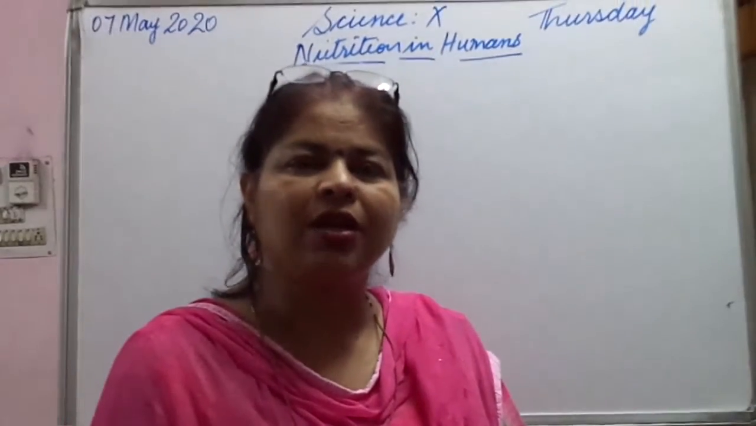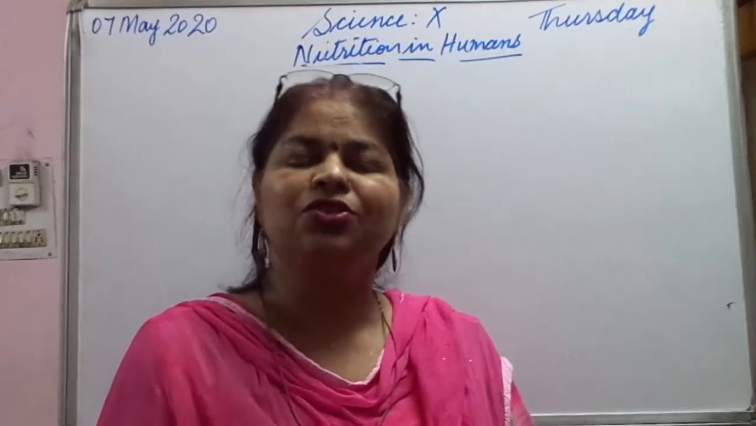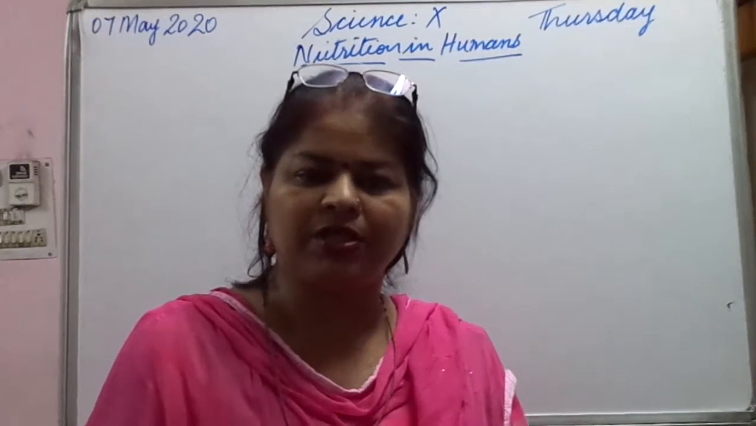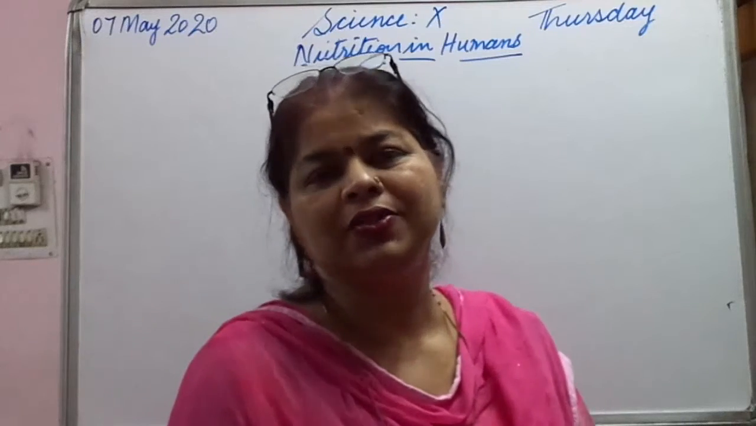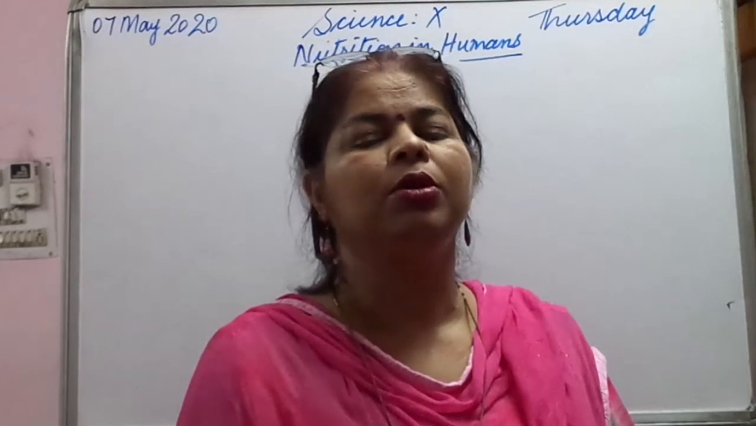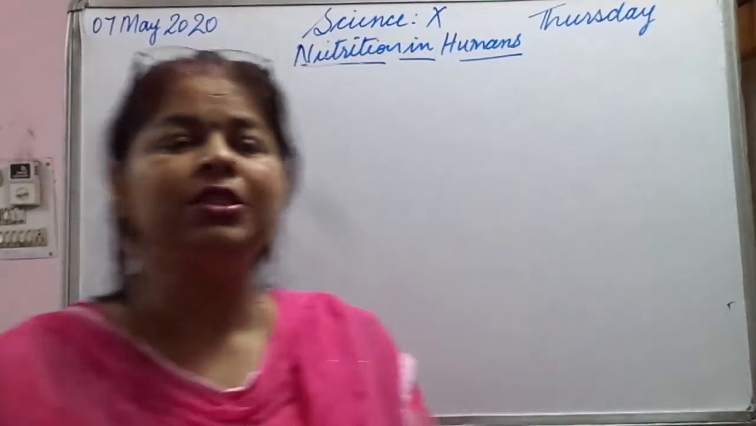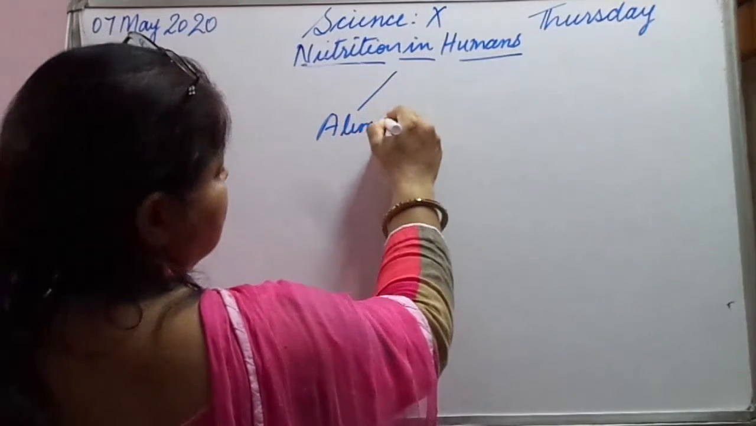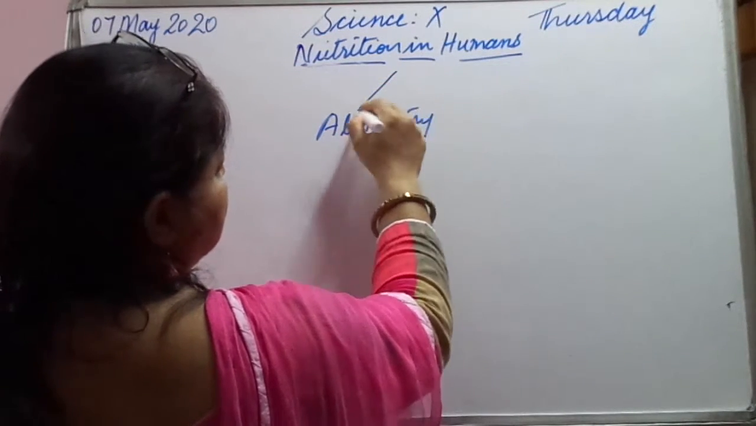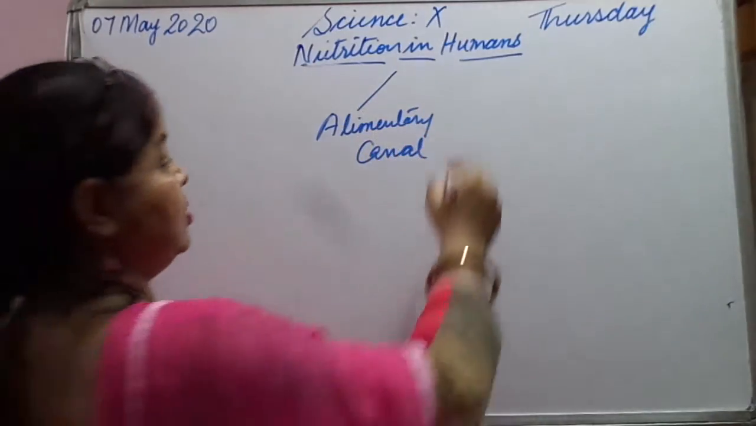Now we will start with nutrition in humans. How does nutrition in human beings take place? For understanding nutrition in humans, we have to understand the digestive system in human beings. The digestive system in humans includes the alimentary canal and digestive glands.